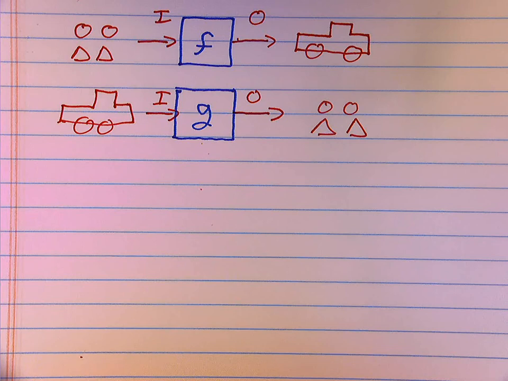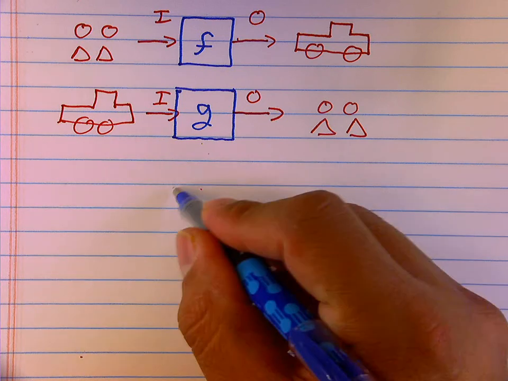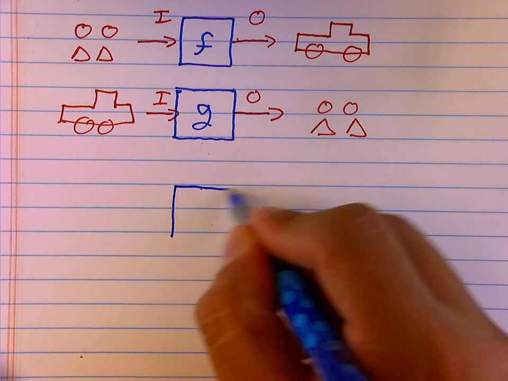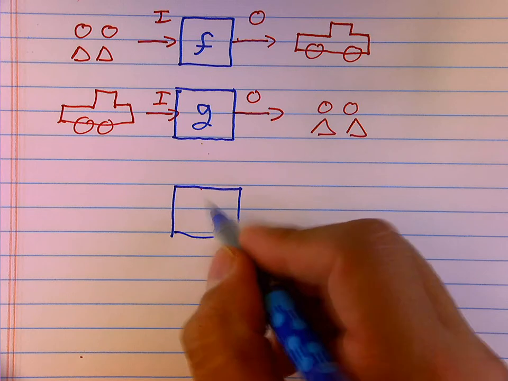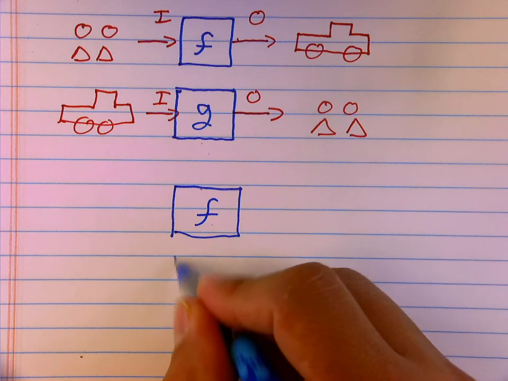Now, let's look at a mathematical inverse. So let's say F and G are both mathematical operations.